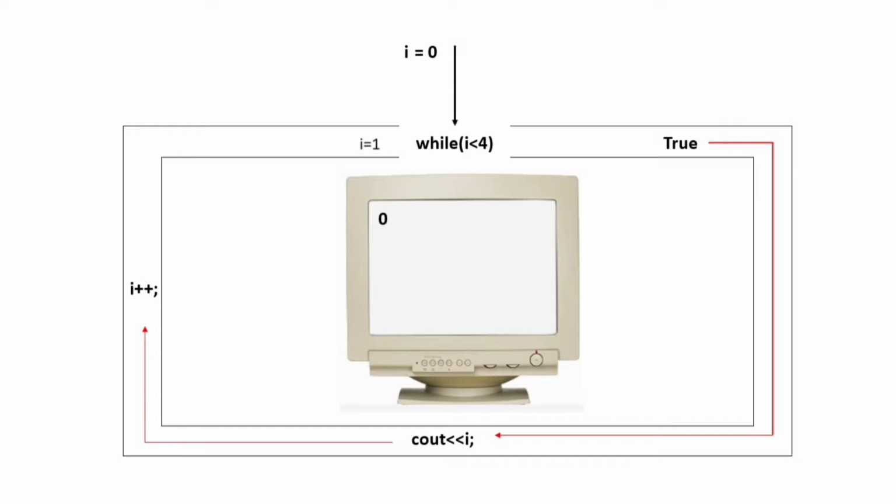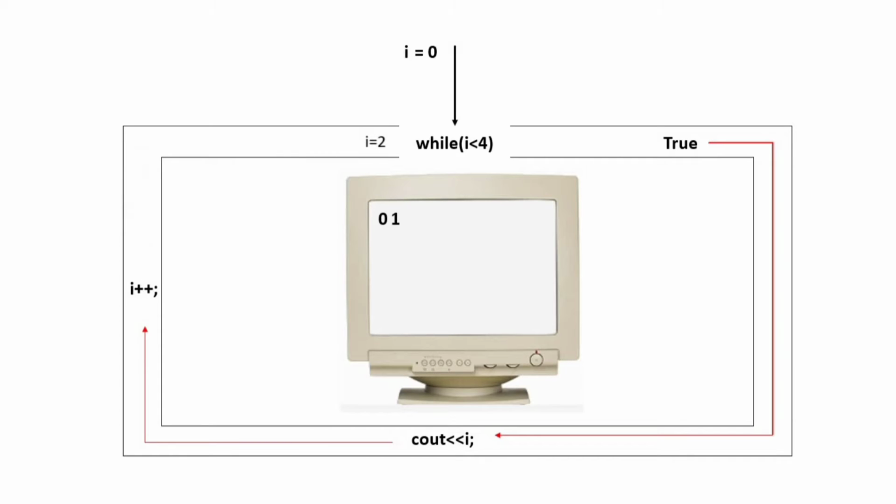Value of I is 1, that is less than 4. So condition is true. What is next statement? The value of I will be printed. Value of I is 1, that will be printed. After printing value of I, next statement is I plus plus, incrementing the value of I by 1. I becomes 2 now.